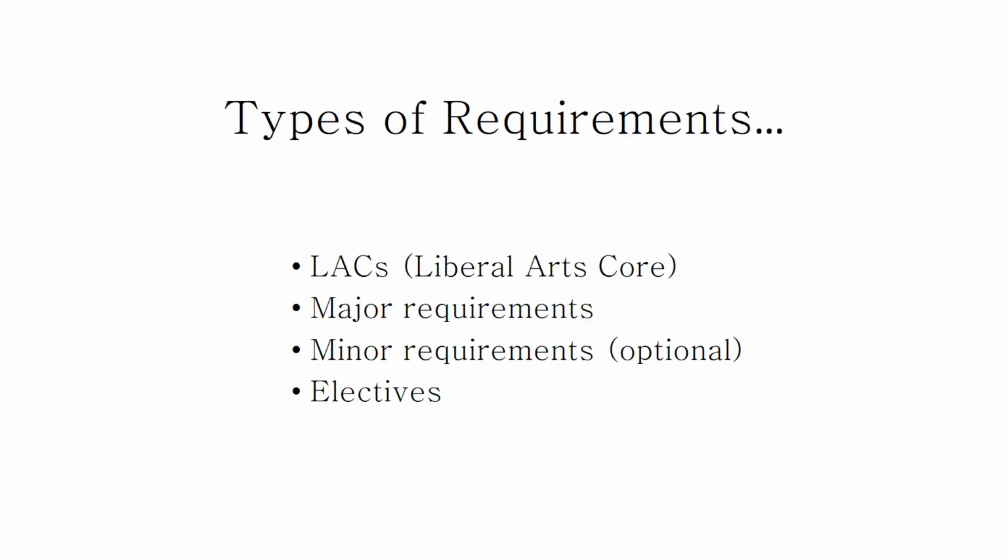Students take 2 main types of courses, LACs and major requirements. LACs, or Liberal Arts Core, are general requirements taken by all students. Major courses are specific to your area of study. In addition, students may choose to select a minor, although this is optional. You may also choose to take elective credits that fall outside of your requirements.